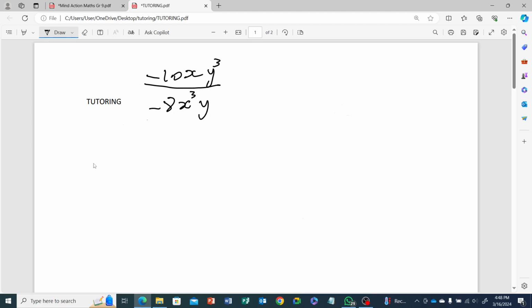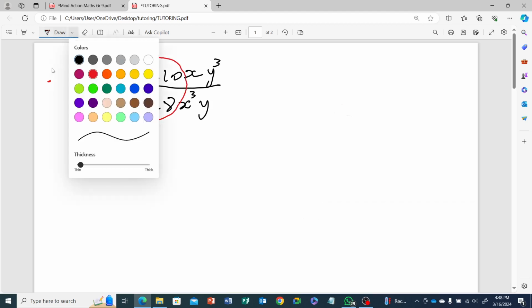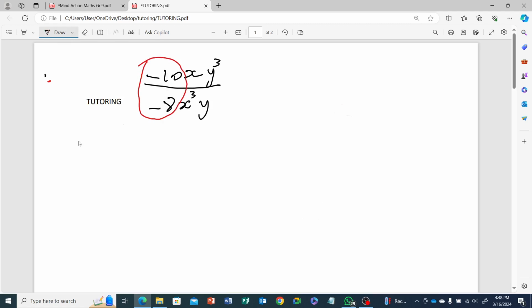All right, now the first step is to simplify your numbers. Simplify your numbers. Okay, so those two numbers are divisible by negative 2. So to write them in simplest form, we are going to have a positive 5 divided by 4 after dividing each number by negative 2. So negative 10 divided by negative 2, you get a 5. Negative 8 divided by negative 2, you get a 4.